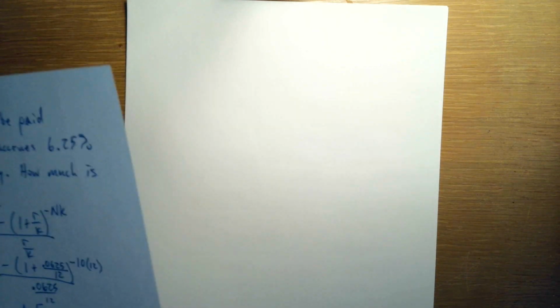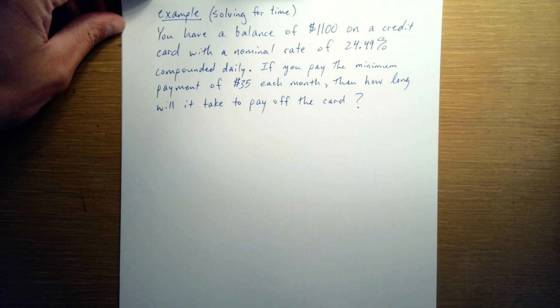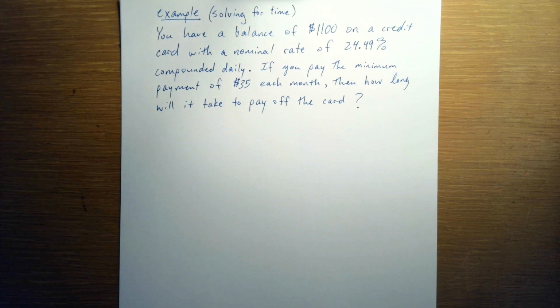Okay, so that's solving for payment. How about another example where we solve for time? So in this situation, we have a balance on a credit card. So we have $1,100 on this credit card that gets 24.49% interest, which is kind of high, but fairly typical credit card rate. And it's compounded daily, which is also typical of credit cards. And let's say we pay the minimum payment, which for this card happens to be $35. Then how long will it take us to pay off the card? In other words, how long will it take to get zero balance?